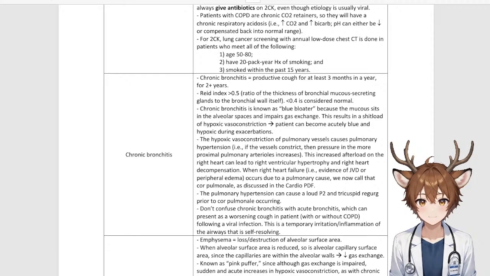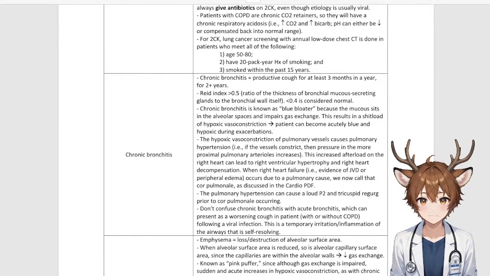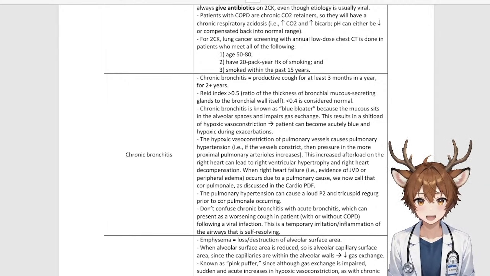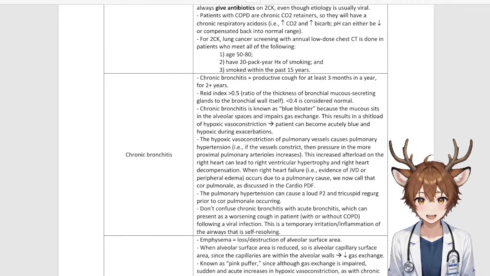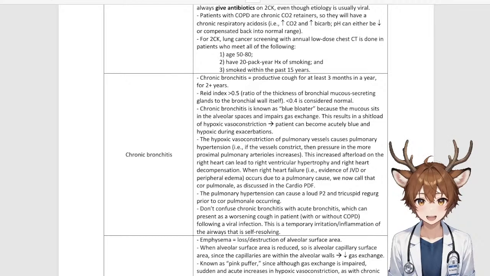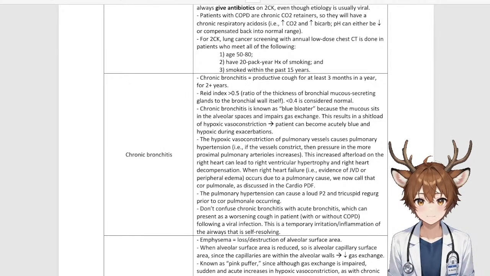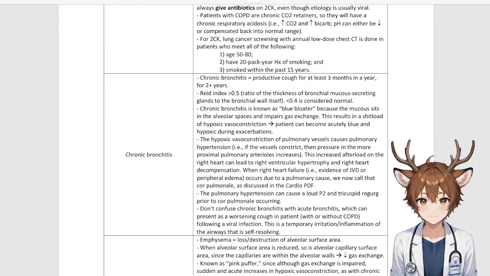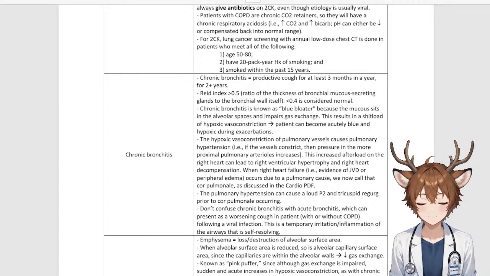Chronic bronchitis. Chronic bronchitis equals productive cough for at least 3 months in a year for 2+ years. Reid index is greater than 0.5, the ratio of the thickness of the bronchial mucus secreting glands to the bronchial wall itself. Less than 0.4 is considered normal. Chronic bronchitis is known as a blue bloater because the mucus sits in the alveolar spaces and impairs gas exchange. This results in a ton, I'll use that term, a ton of hypoxic vasoconstriction, and a patient can become acutely blue and hypoxic during exacerbations.